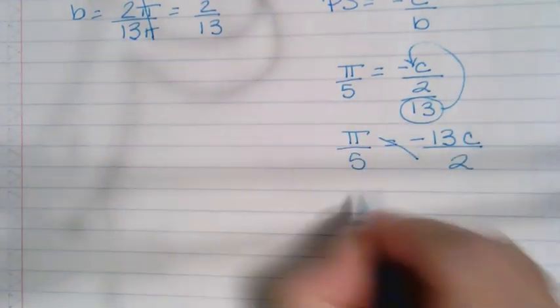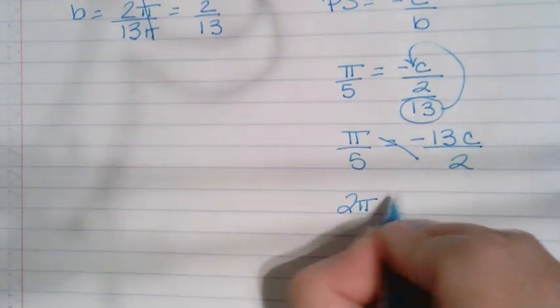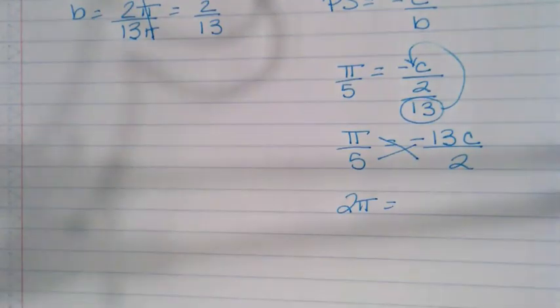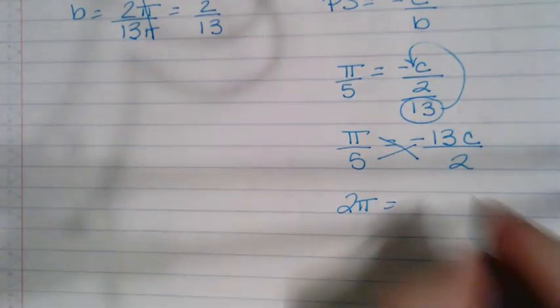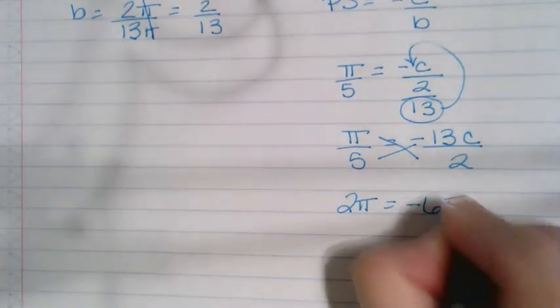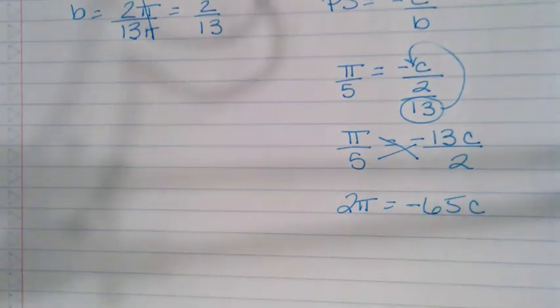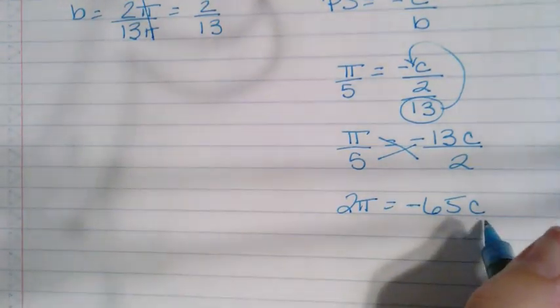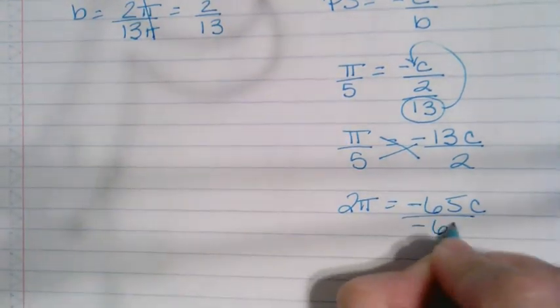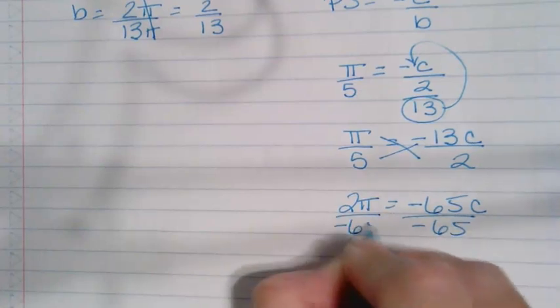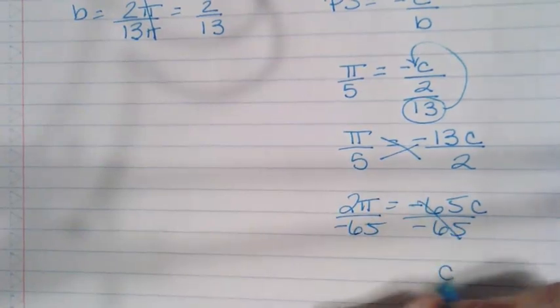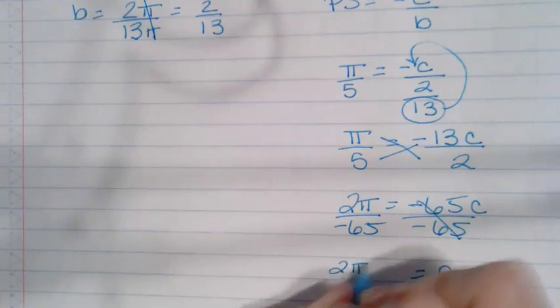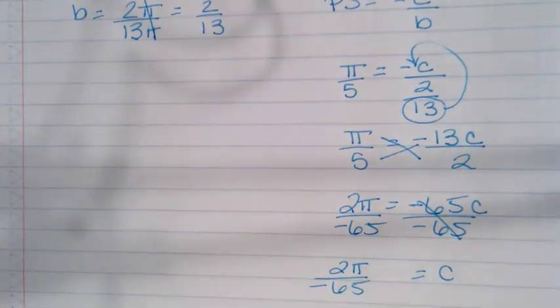Now we're going to cross multiply. So we get 2 pi equals, I think it's 65, so negative 65C. Just remind yourself, we are solving for C. So we're going to divide by negative 65. So C equals 2 pi over negative 65.